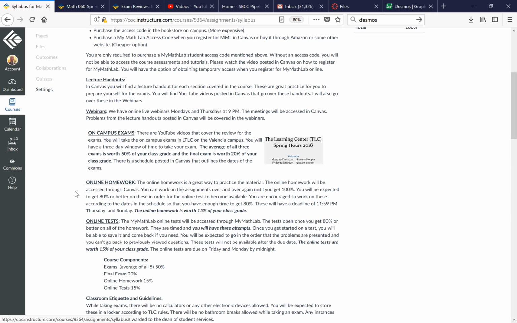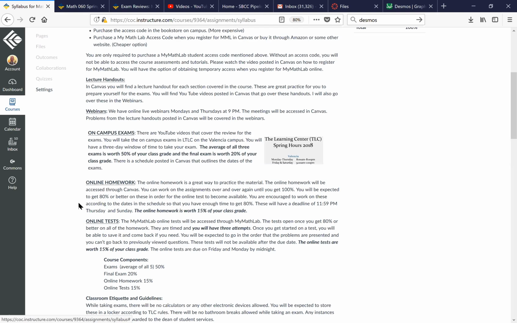The online homework is given in Mymathlab. It's a great way to practice the material. The online homework will be accessed through Canvas. You can work on the assignments over and over again until you get 100%. You'll be expected to get 80% or better on these. And once you get 80% or better on these, then the online test becomes available. If you don't get 80% or better, the online test does not become available.